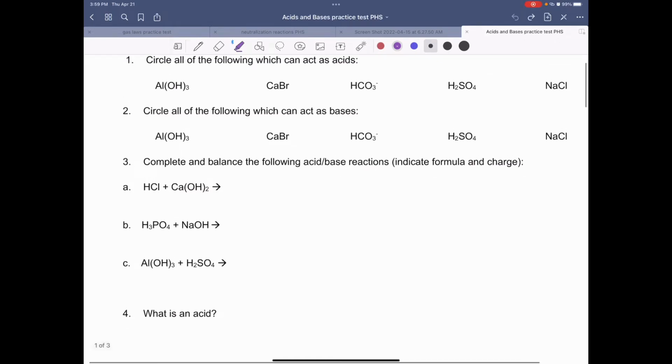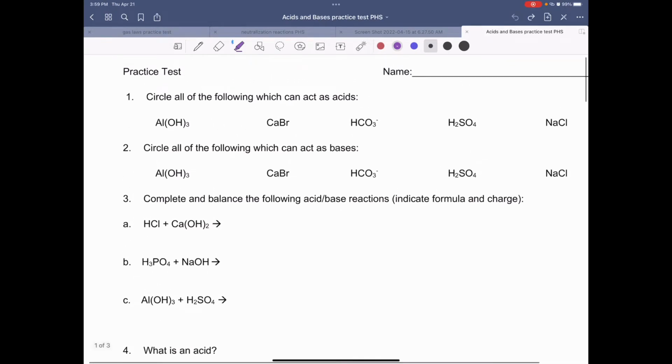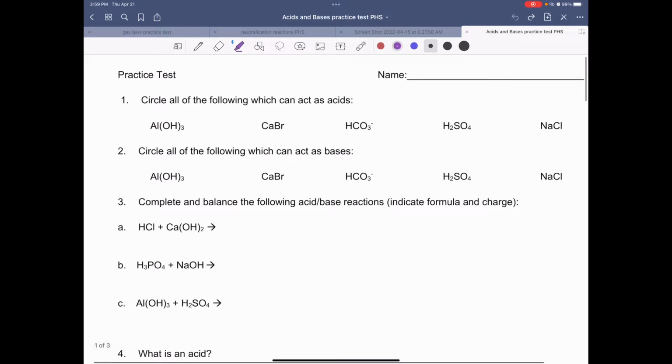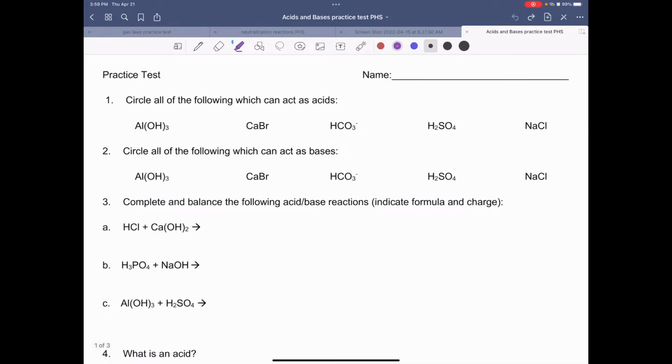Okay, so here we're doing the practice test for acids and bases. Number 1, circle all of the following which can act as acids. Remember, the definition of an acid is a compound that can donate an H+. So you're looking for things that start with H's. So here's one and here's one. And so these would be our two acids: carbonic acid here and sulfuric acid there.